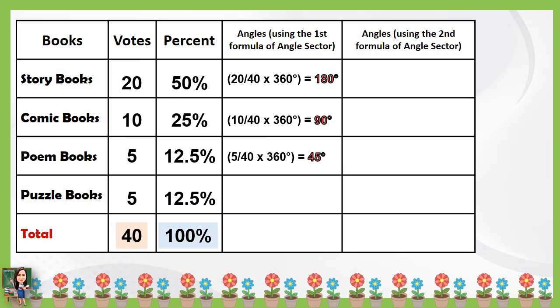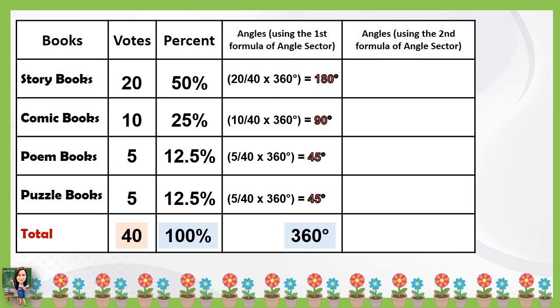For poem books, 5 votes divided by 40, which is the total number of votes, times 360 degrees equals 45 degrees. And for the puzzle books, 5 votes divided by the total number of votes, 40, times 360 degrees equals 45 degrees. Then add 180 degrees plus 90 degrees plus 45 degrees plus 45 degrees equals 360 degrees.